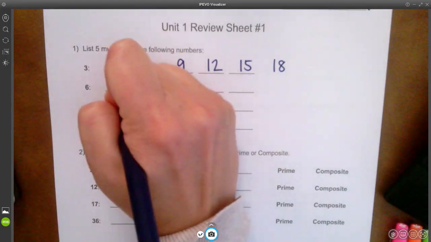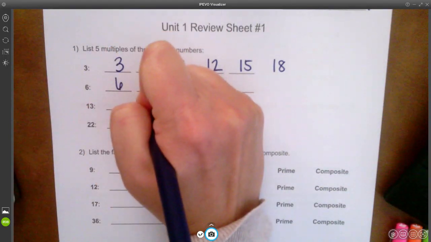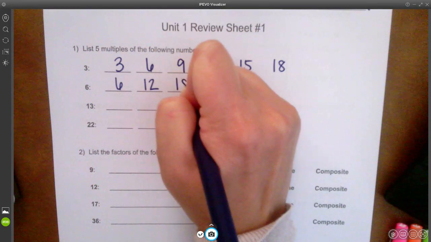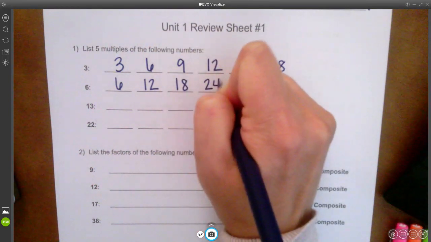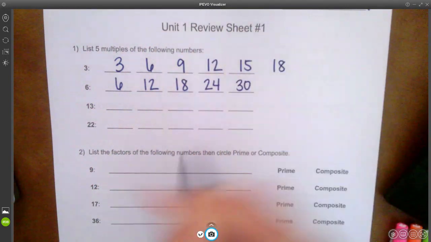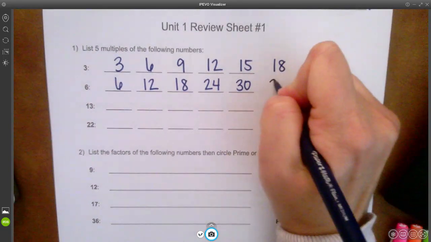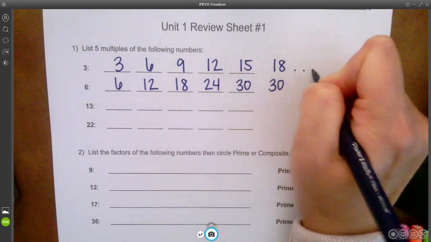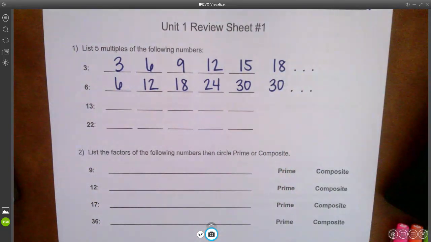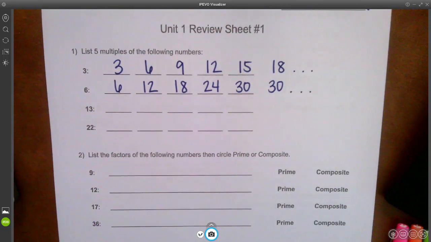Okay? All right, let's do the same with 6, which is really, you'll notice, every other multiple of 3. So I'm thinking 6 times 1, 6 times 2, 6 times 3, 6 times 4, 6 times 5. And again, if you didn't start at 6, you might have gone all the way to 30. And of course, multiples can keep going. So if your list looks a little different than mine, that's totally okay. All right, multiples of 13.